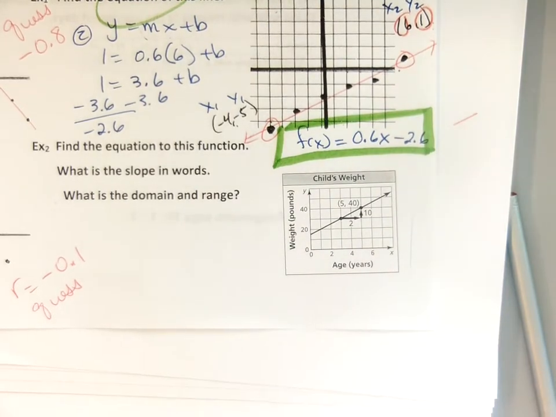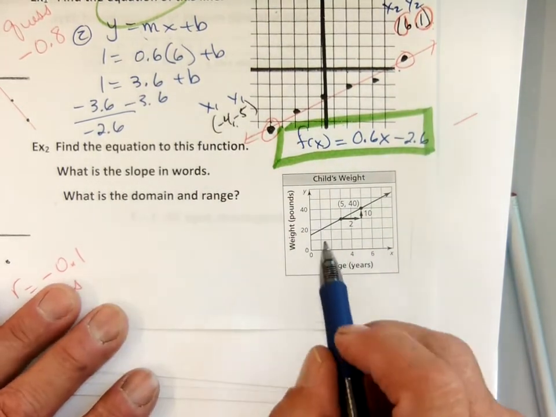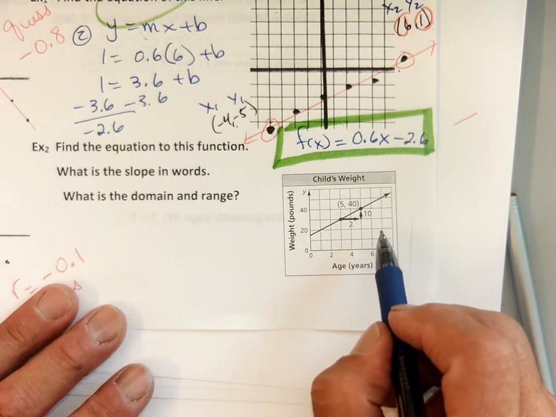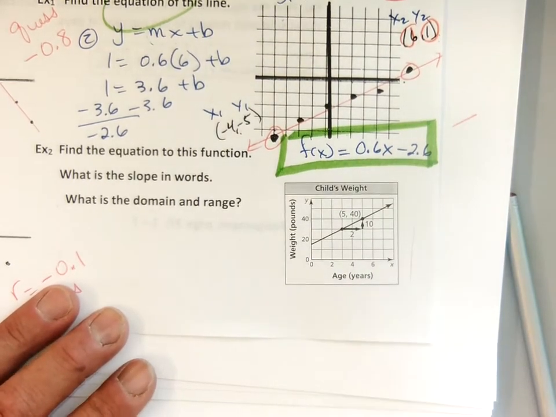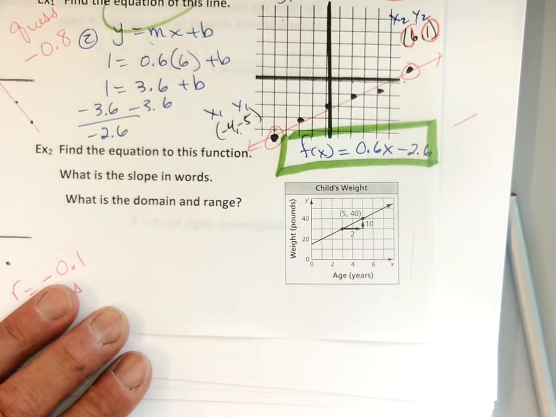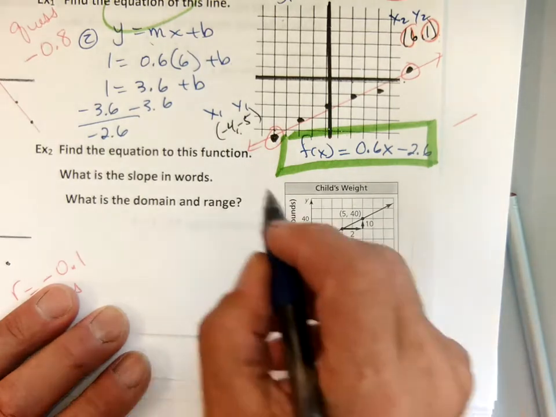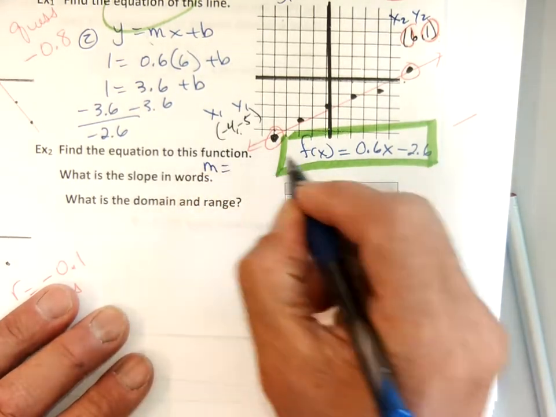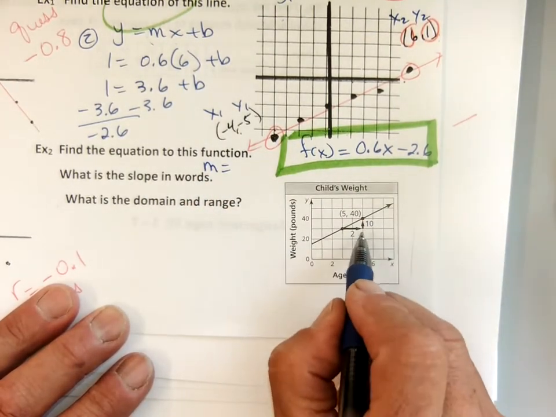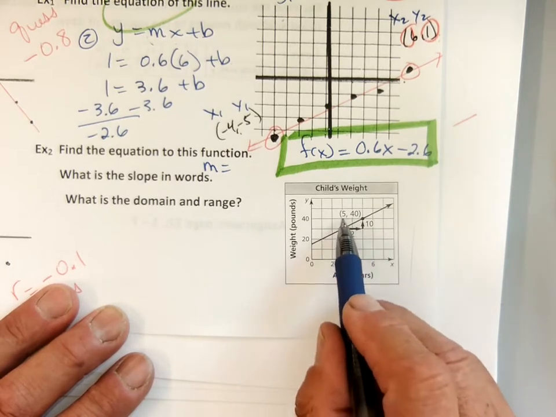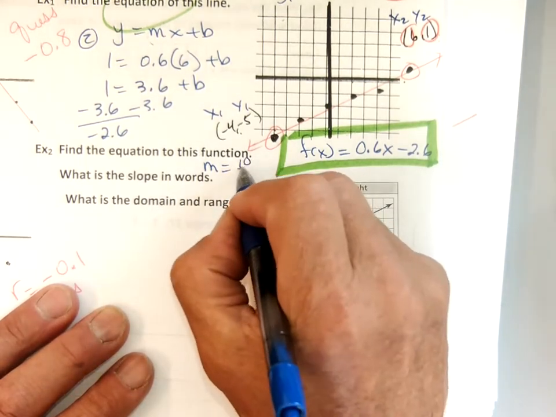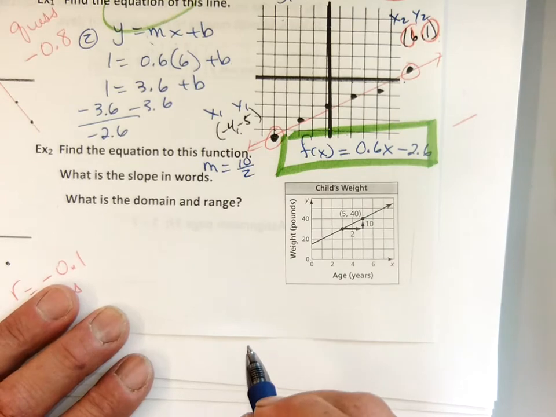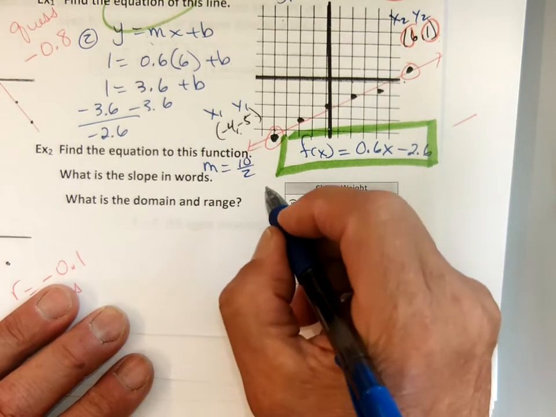What's the slope? Example 2. What's the slope? Slope's rise over run, isn't it? So what's the slope? Looks like it's up 10 over 2, right? Up 10 over 2, which is 5.